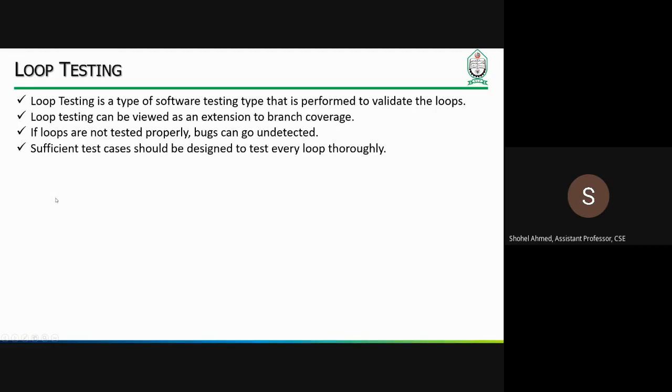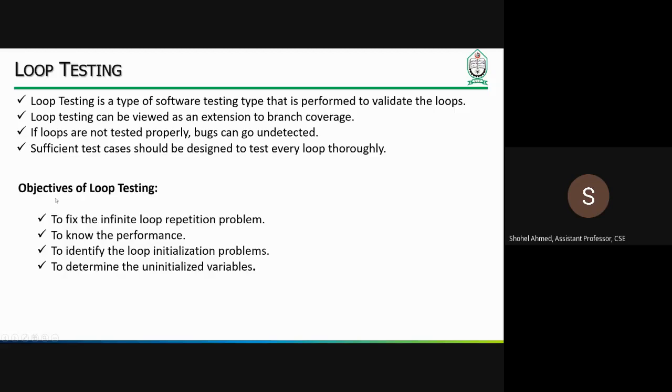So what actually do we do in loop testing? What is the objective? We want to figure out the presence of any infinite loop, that is, whether any infinite looping has been accidentally left in. We can figure out those using loop testing. We want to know the performance of the loop, that means whether it is required to optimize the loop or not. If there is any initialization problem, we can figure that out. We can also figure out uninitialized variables inside the loop.